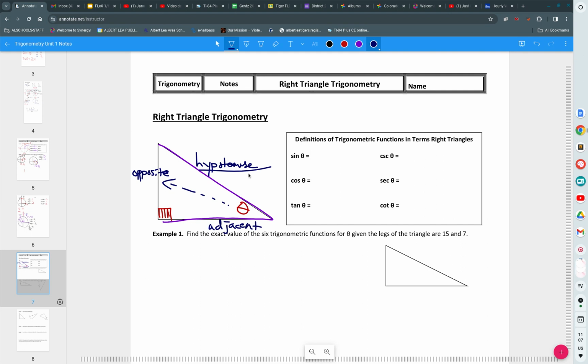So we define sine of the angle to be the opposite over the hypotenuse. We define cosine to be the adjacent divided by the hypotenuse. And we define tangent to be the opposite divided by the adjacent.